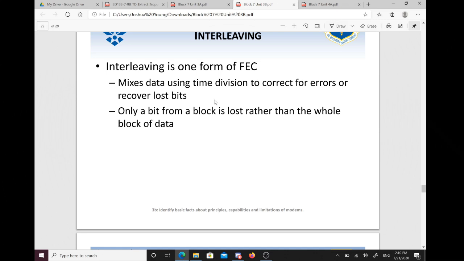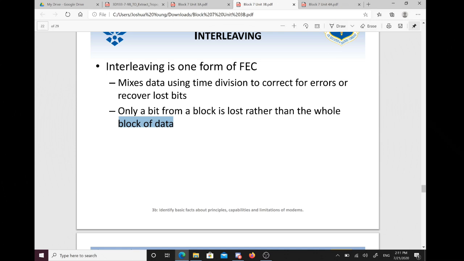Interleaving is one form of forward error correction. This is done by mixing data using time division to correct for errors. Only a bit from a block is lost, rather than a whole block of data. So with normal forward error correction, like I was telling you before, when an entire block of data is lost, it continues to receive the transmission until it can fix it. But it's more information that's lost in typical forward error correction.